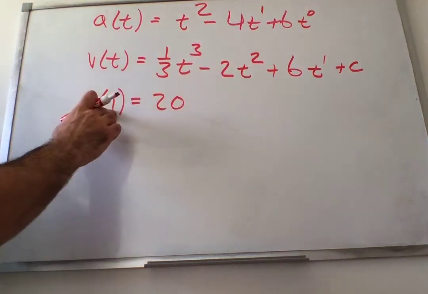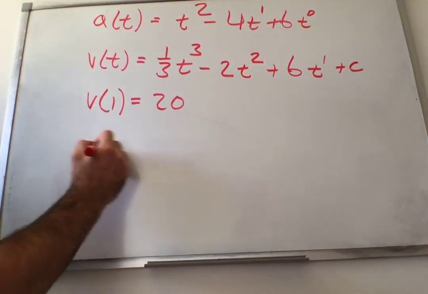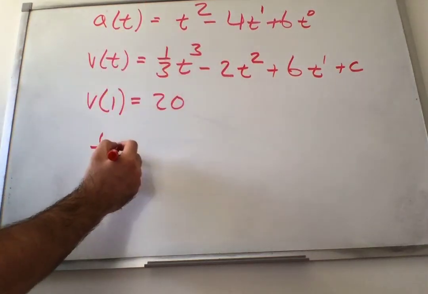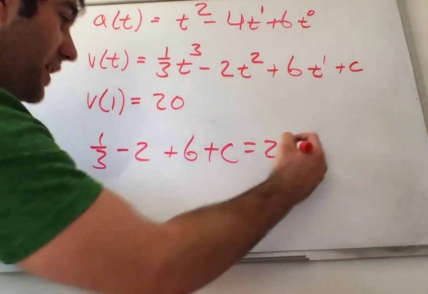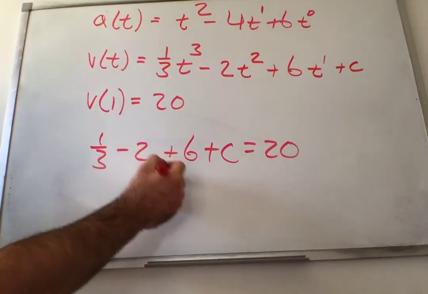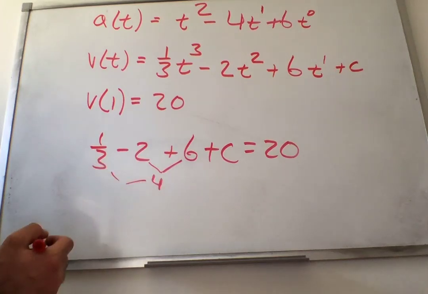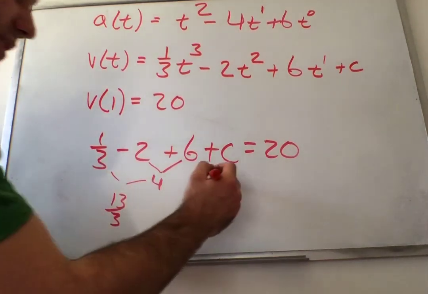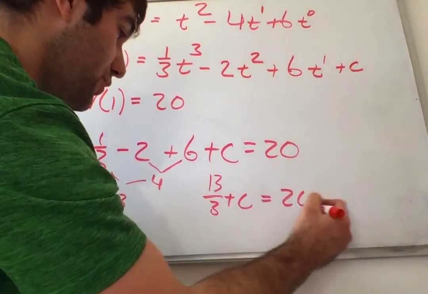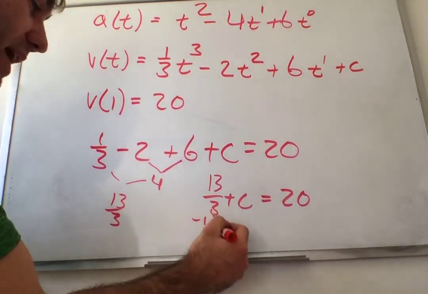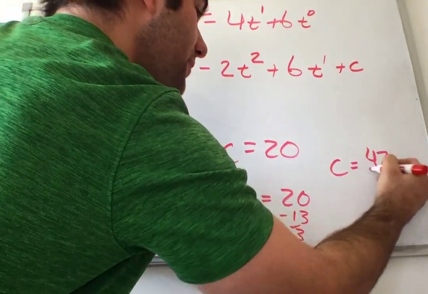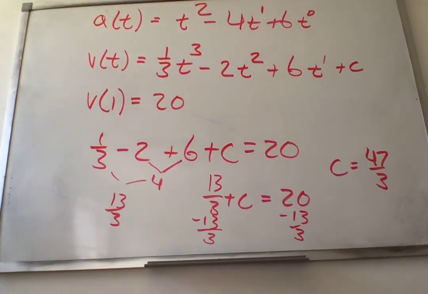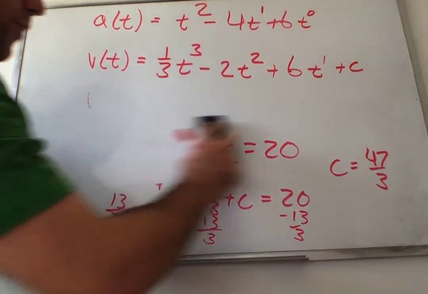Okay, so this says take 1, plug it in, set it equal to 20. So 1/3, plugging in 1 is very easy. 1 cubed is 1, minus 2 times 1 squared is 2, plus 6, plus c is equal to 20. So let's see. Putting these together, you get 4. 4 plus 1/3 is 13 thirds. So this is 13 thirds plus c is equal to 20. So you're going to subtract 13 thirds from both sides, and I believe you get 47/3. I don't have my calculator near me. So we get a c value of 47/3.